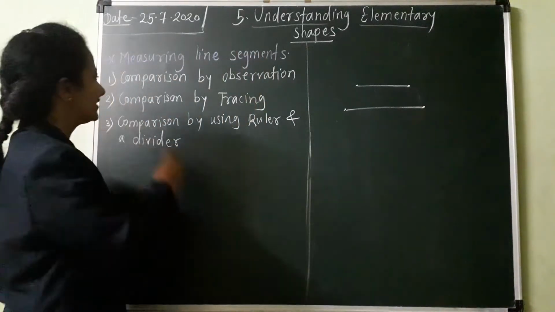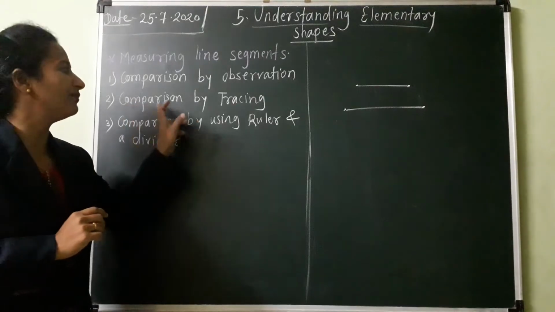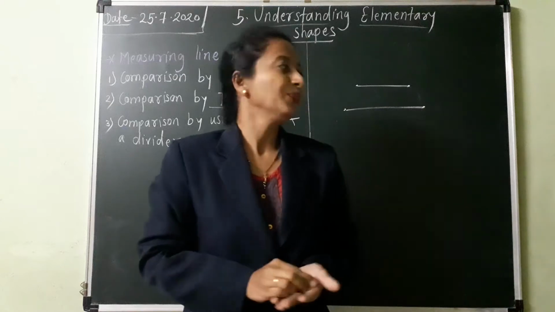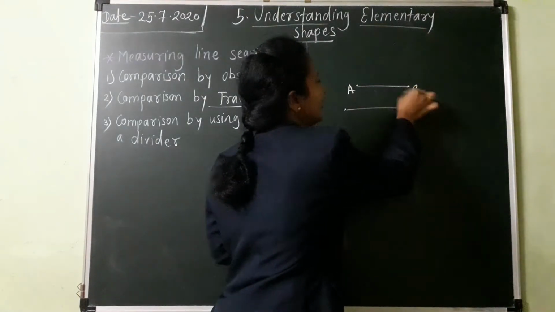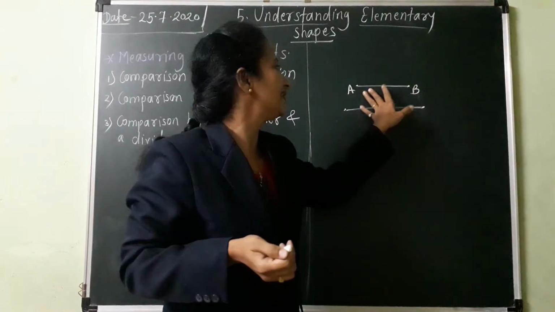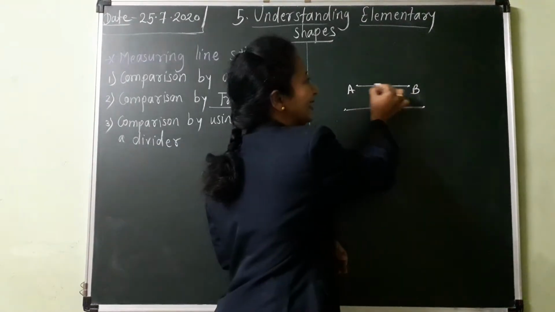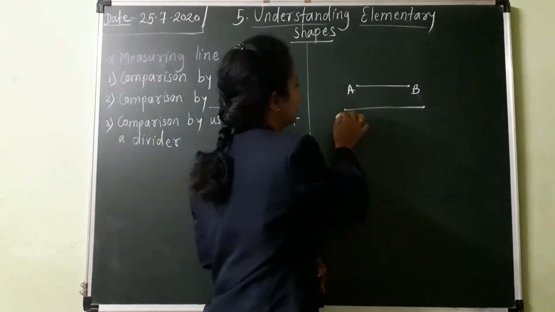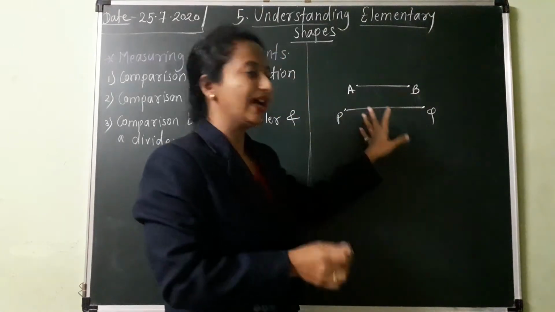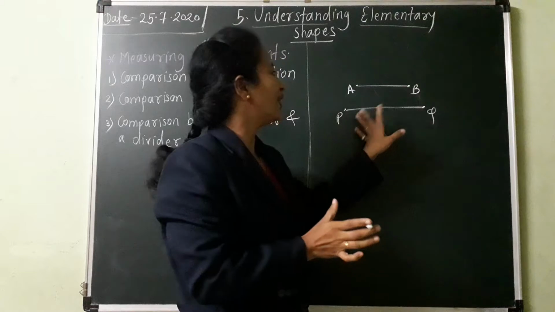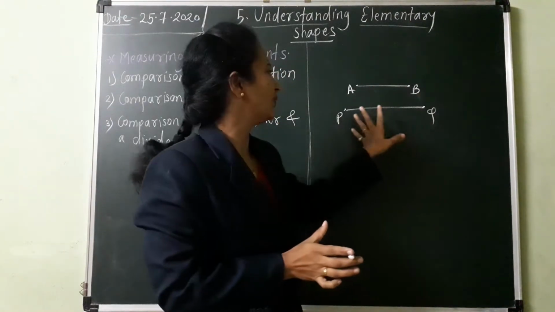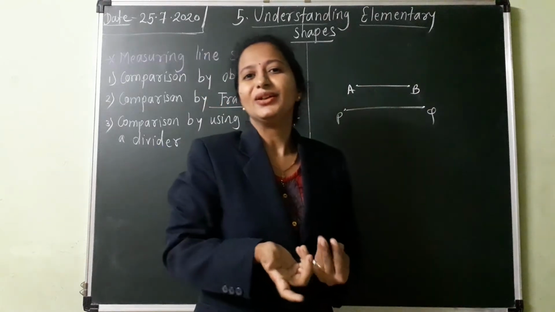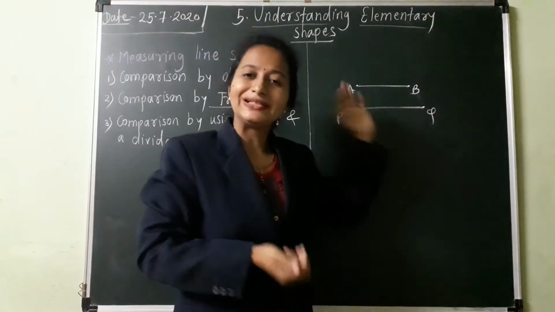So we move towards the second method to measure a line segment, that is comparison by tracing. In this method you have to use tracing paper. Here AB is the line segment. You keep tracing paper on the AB line segment and trace it on that paper. Then you put that paper on the PQ line segment and compare which one, AB or PQ, is longer or shorter. This is also not a perfect method.